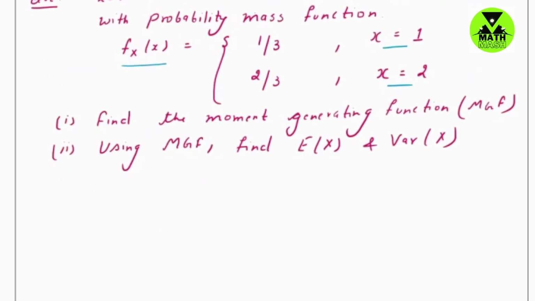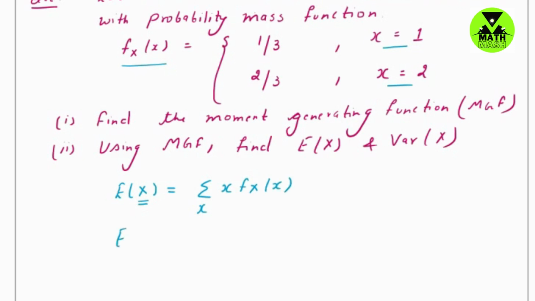So a quick review of the expected value and the variance. Basically, the expected value of X, since it is a case of a discrete random variable, we'll use summation over all the possible values of x. Here x equals 1 and x equals 2 only. So the expected value of X is the sum of x times the probability mass function, that is f_X(x).